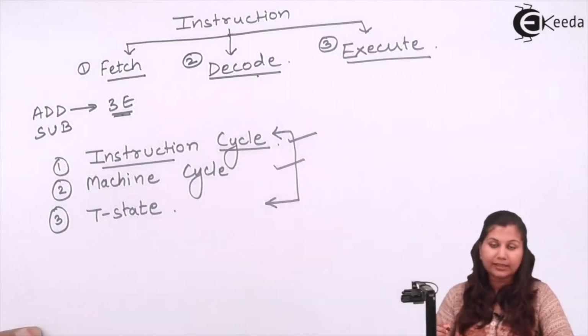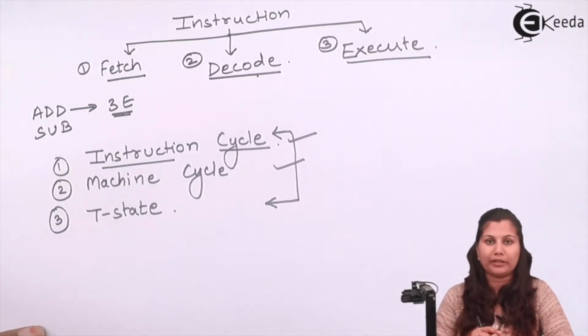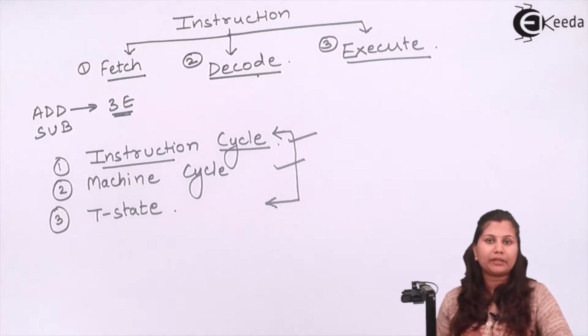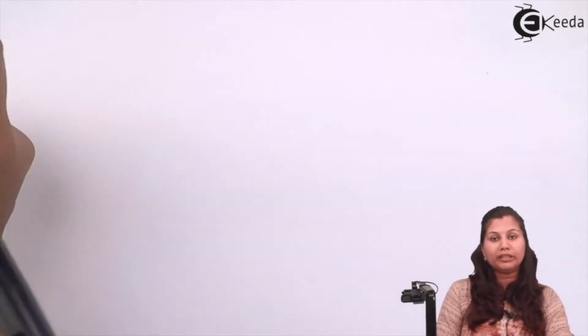Machine cycle means the time taken by the microprocessor to complete one operation, because there are various operations performed by the microprocessor. Like the microprocessor performs memory read, memory write, input output read, input output write, opcode fetching, opcode decoding. These are all various operations performed by the microprocessor. So the time taken by the microprocessor to complete the execution of one operation is called the machine cycle.